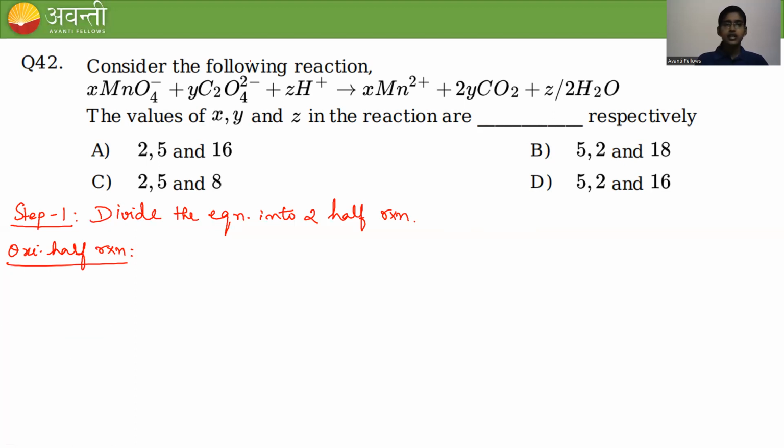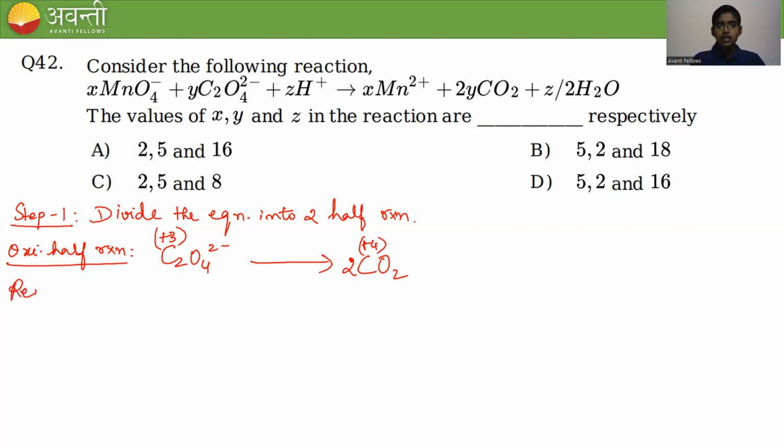So who is getting oxidized? C2O4 2 minus is getting oxidized. So it is C2O4 2 minus, in which the oxidation state of carbon is +3, and it is getting oxidized to 2CO2, in which the oxidation state of carbon is +4. Okay, so this is oxidation.